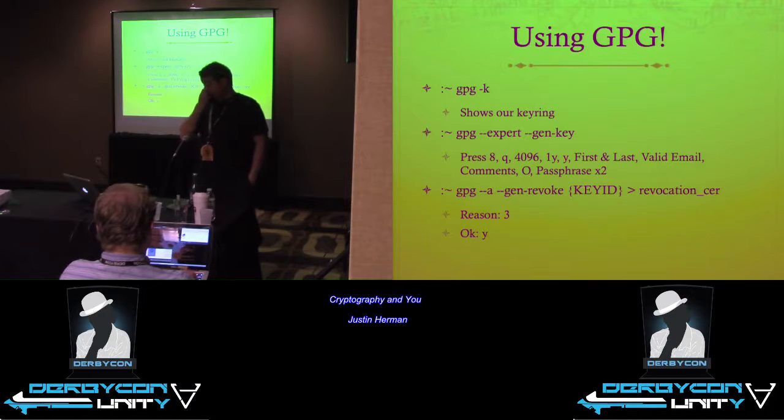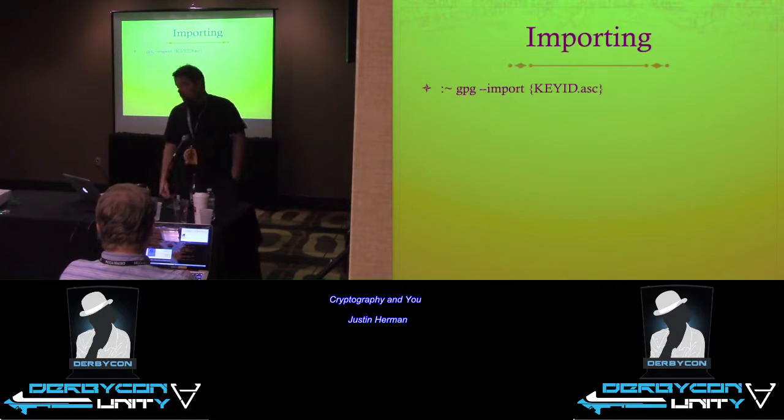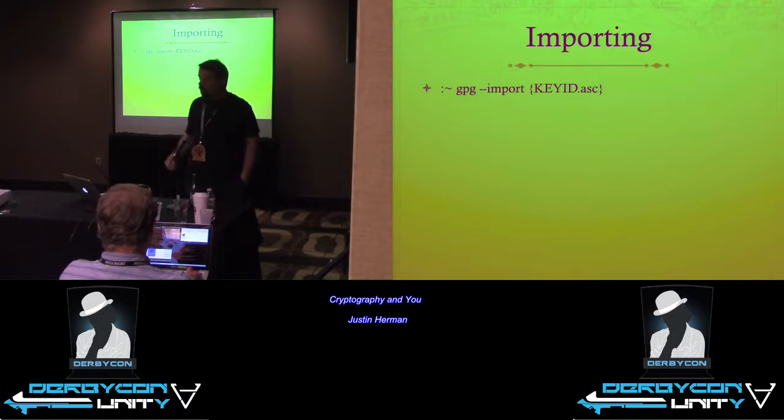Following that, you can go ahead and import keys. So if you've got a key ring and you want to add a new key onto it, or you want to transfer this key to another computer, another machine you want to use, you can use gpg --import followed by the key ID .asc, whatever the file is that you've exported. And I'm going to show exporting next.